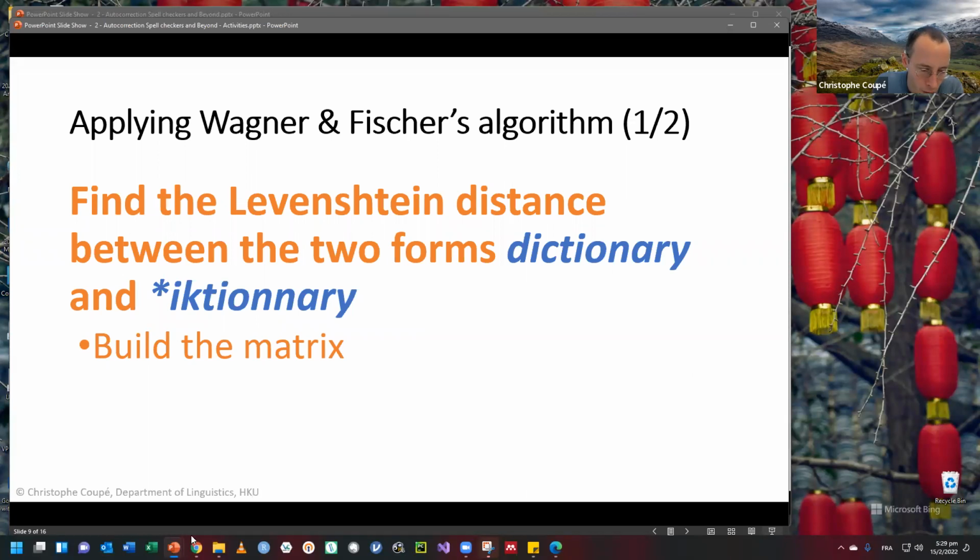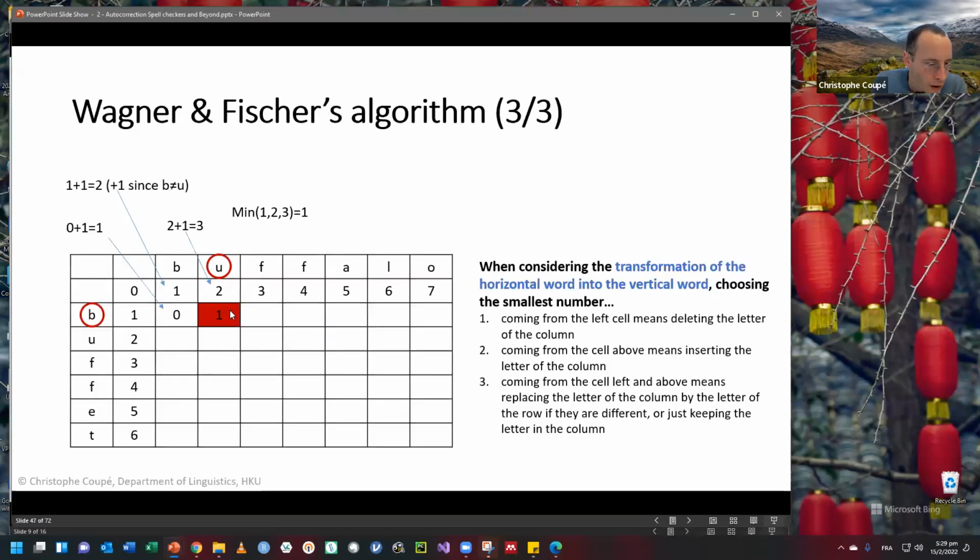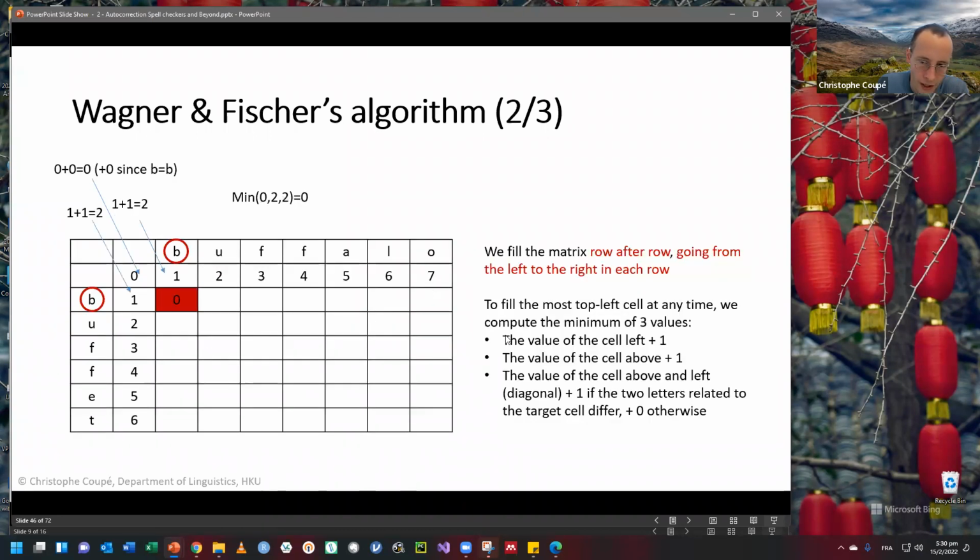Florence, I will re-explain the diagonal. For the value here, you look at the value here. Here is 1. If the letters corresponding to the row and column of your target cell are the same, you will just take the value straight. If the letters are different, you will take this value and add +1. And that's how you compute the value for this cell. Then you have the value for the cell on the left, the cell above, and the cell in diagonal, and you take the minimum value of the three. So that's what I wrote here. Is it better now, Florence?